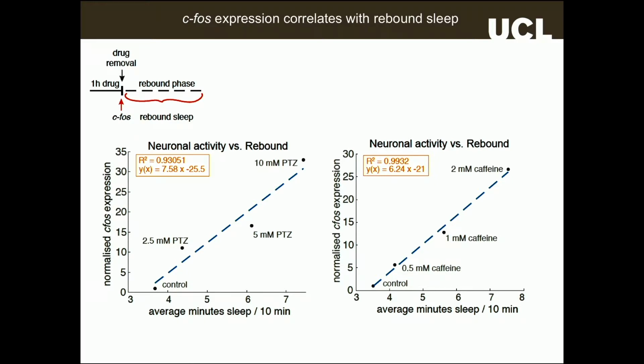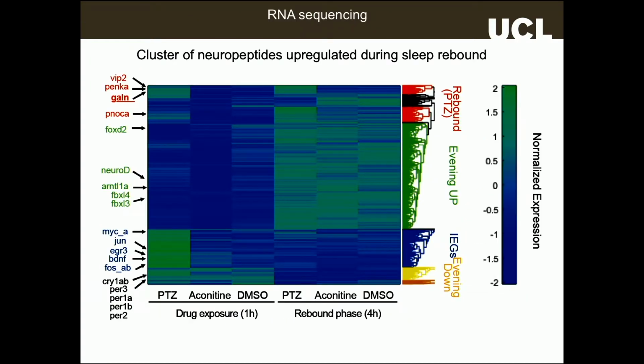So we next went on to perform RNA sequencing to pick out some candidates that might regulate this kind of rebound sleep behavior. And this is what I show here. I will not go into too much detail, but I'll be happy to talk about this afterwards. So basically, we looked at samples across different time points and drug conditions and found several classes of genes that are changed, and things that would be expected. For example, we see immediate early genes go up during the drug treatment.